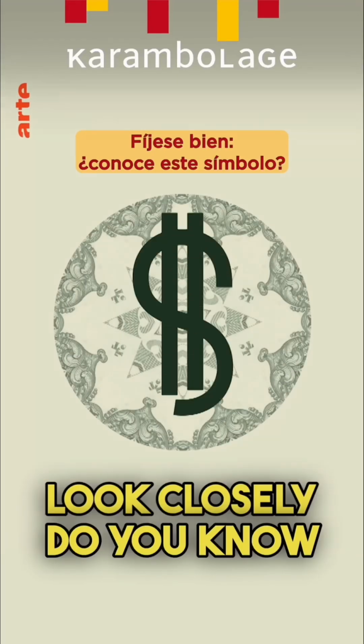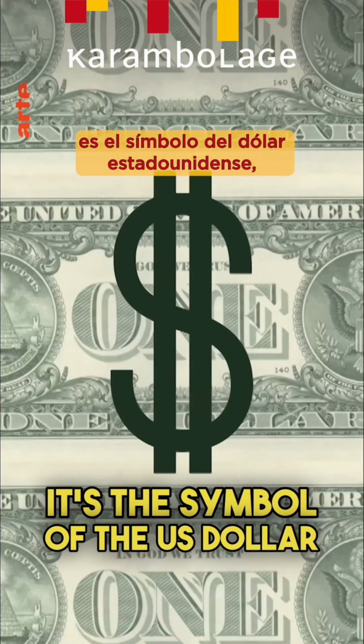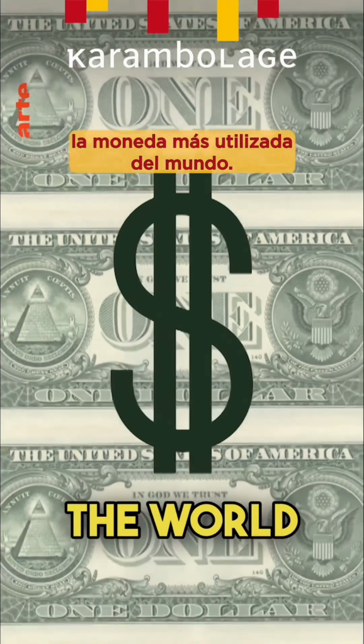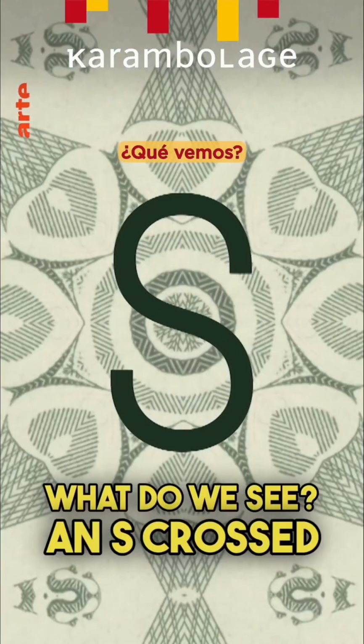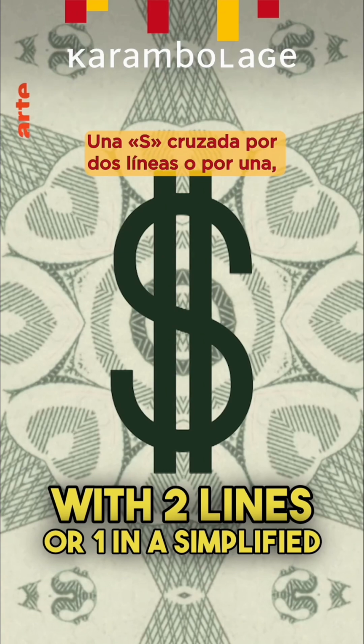Look closely. Do you know this symbol? Of course, it's the symbol of the US dollar, the most used currency in the world. What do we see? An S crossed with two lines, or one in a simplified version.